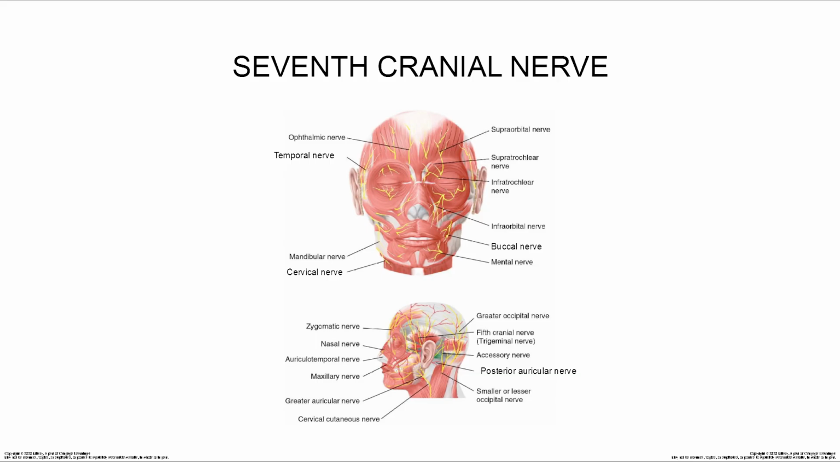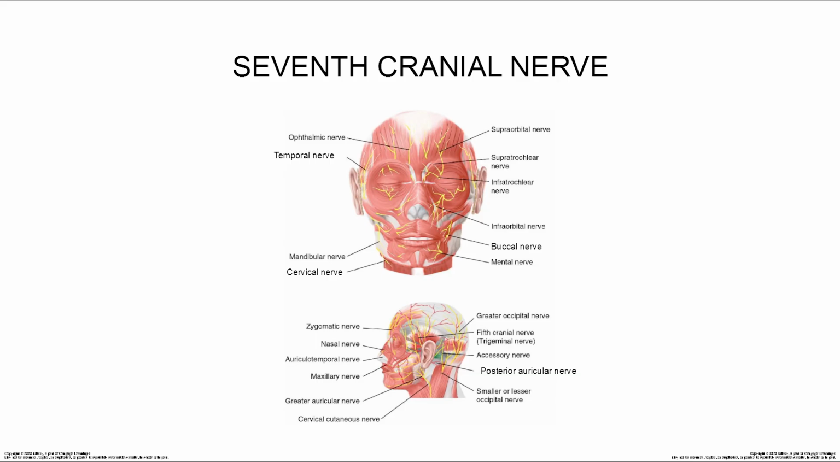The mental nerve affects the skin of the lower lip and chin. Then your nasal nerve affects the point and the lower side of the nose. The supraorbital nerve affects the skin of the forehead. The supratrochlear nerve affects the skin between the eyes and the upper side of the nose. And then finally, we have the zygomatic nerve that affects the muscles of the upper part of the cheek.